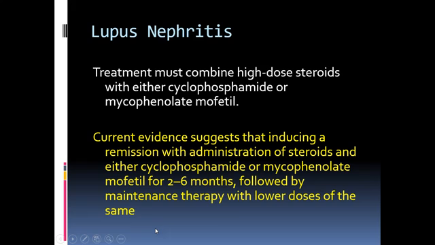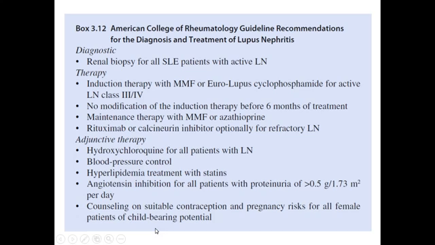It tells you the immunosuppressives and the MMF which is given in these patients. So this is from the American College. It says you need to diagnose your patient, then treat him with induction therapy with MMF or cyclophosphamide. You have to add adjunct hydroxychloroquine and blood pressure control. You need to take care of your proteinuria with the help of ACE inhibitors, and these guidelines are for adults.